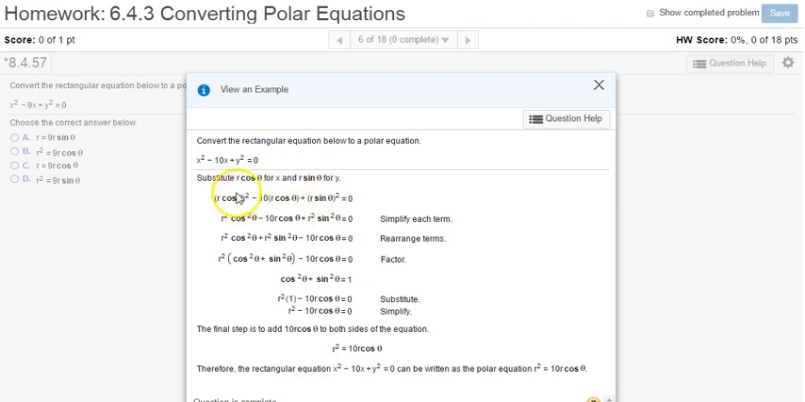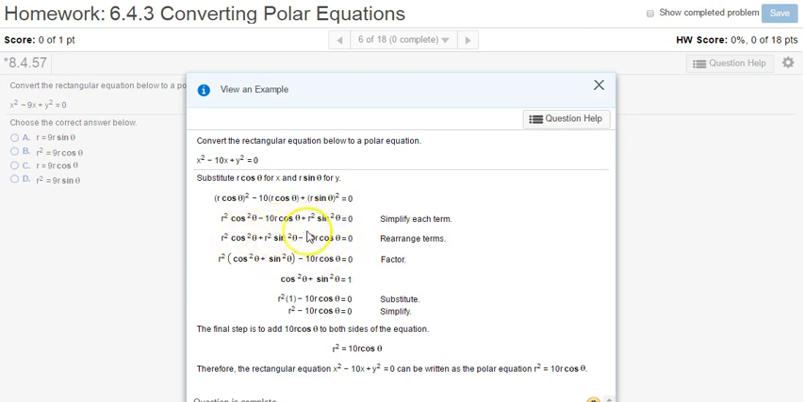Next, they evaluated with the exponents. Be careful, since r and cosine of theta are two different numbers being multiplied together. When that expression gets squared, it squares both of those terms, the r and the cosine of theta. And then over here, it's just multiplying by the negative 10. Here you have another exponent. So again, square both the r and the sine of theta in there.